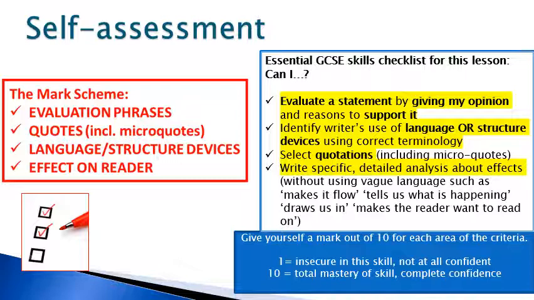Tick every time you've used a specific device, either language or structural. Might be the final parataxis on its own as a very short paragraph, that's structural, but it might be something like the semantic field, that's language, any device you like for this question. And the effect on the reader, tick and put E for effect, so that you can self-regulate and see where your strengths are. And then check against your GCSE skills checklist for this lesson.